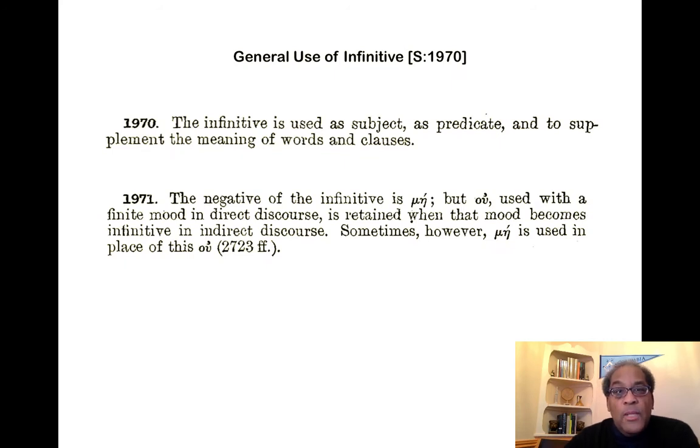Now, generally speaking, the infinitive is used as subject, as predicate, and to supplement the meaning of words and clauses. The negative of the infinitive is μή, but οὐ can be used when it has come over from the finite mood of direct discourse and is retained when it's put in indirect discourse and assumes the infinitive form. But sometimes even here, μή is used in place of οὐ.